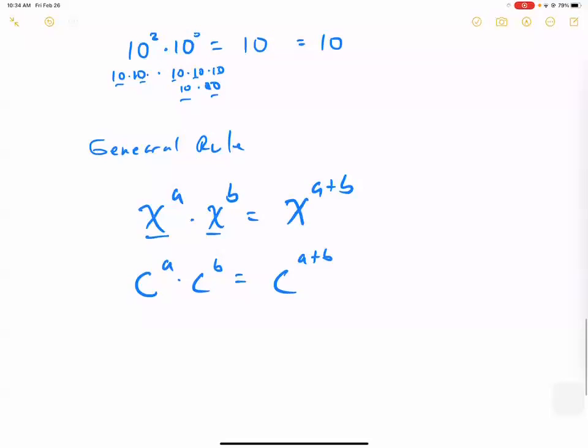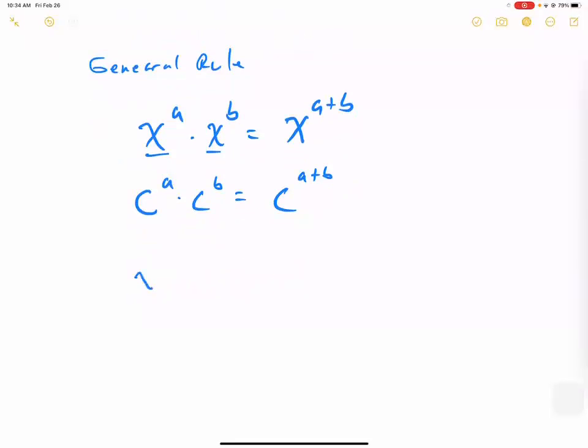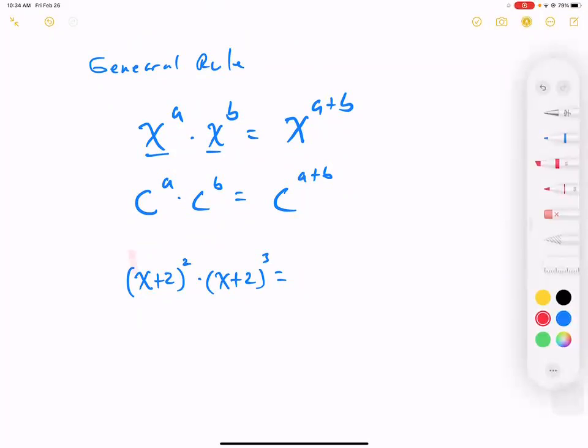Now here is a weird Algebra 2 style question. If I say x plus 2 squared times x plus 2 cubed, do they have the same base? Take a look at the front exponent and the back exponent. Do they have the same base? Hopefully you may say, yeah, the base is x plus 2. It's a weird variable, but yes, they both have the same x plus 2 base. So if that's the case, we can add up the exponents.